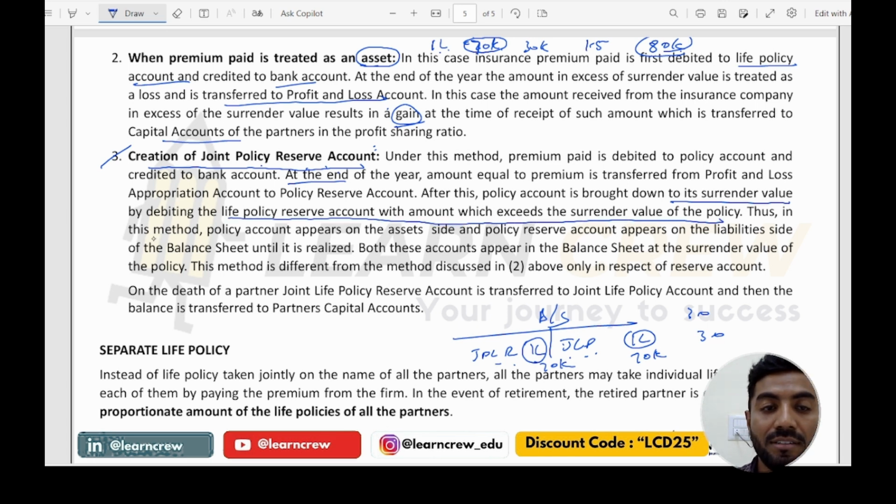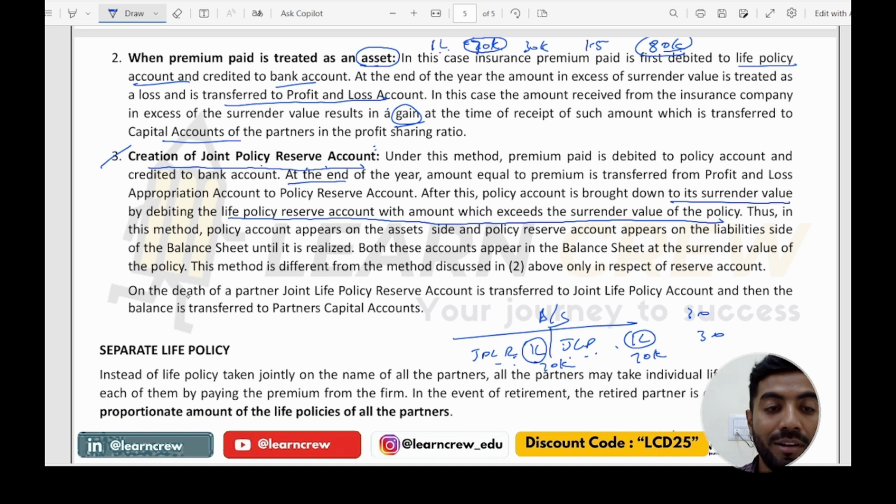Thus, in this method, the policy account appears on the asset side and the policy reserve account appears on the liability side. Both on the asset side and liability side, you can see them. Both these accounts appear on the balance sheet. This method is different from the method discussed in 2 above.